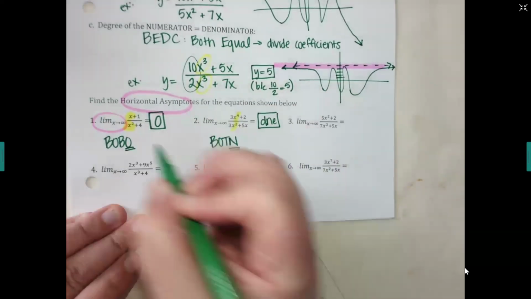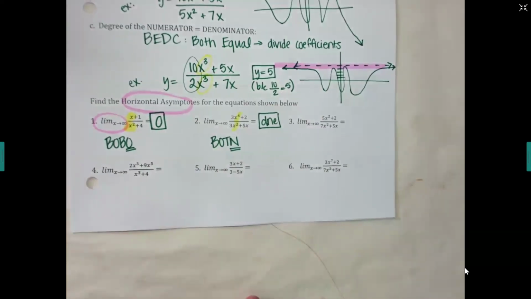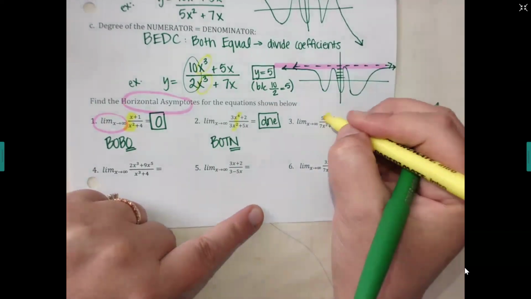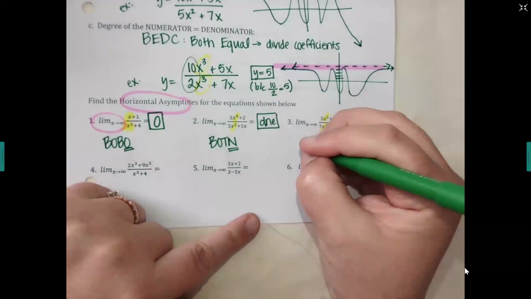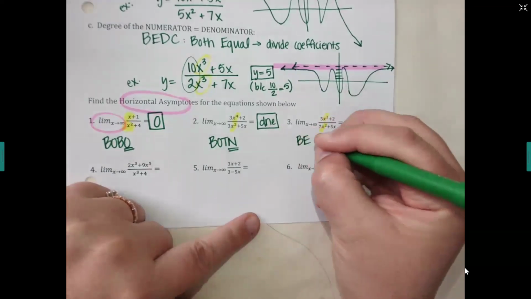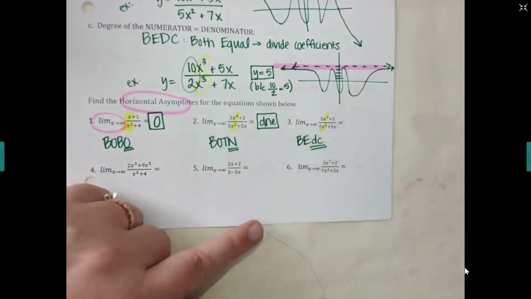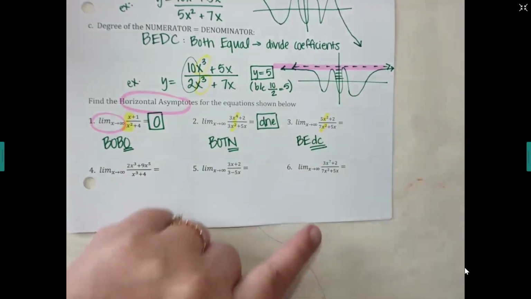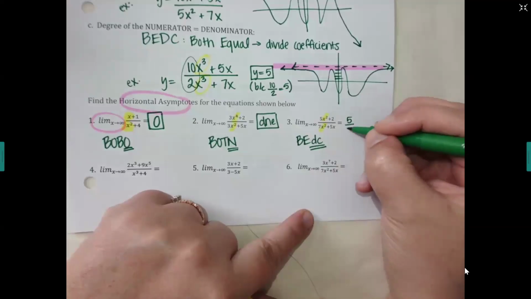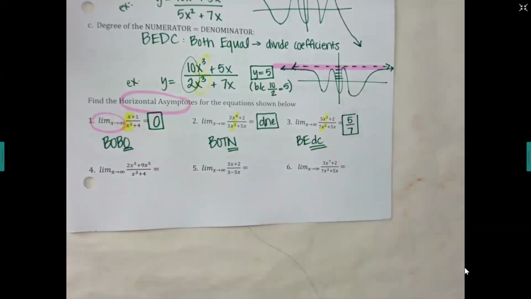Bobo stands for 0. Okay, for the third one, bigger on top, bigger on bottom, or both equal? Okay, it's an x squared. Then remember Betsy stands for both equal. Divide the coefficients. So I'm going to take 5 and 7, divide that, 5/7 is my answer. So for that one, your asymptote would be a fraction, but it's fine. All right, try the next row.